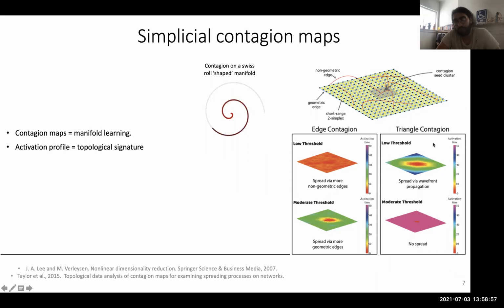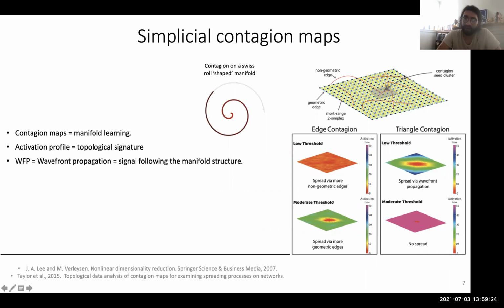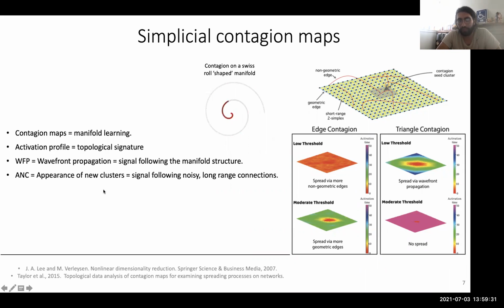However, on a triangular contagion model, it is pretty similar, except that you don't see this long range jump behavior, even for lower threshold values. Signal always tends to follow the local structure, i.e. the manifold structure. In our case, the manifold is going to be a ring. I'm going to refer to this as wavefront propagation. And if I say ANC, it means the appearance of new clusters, signal following the long distance edges.